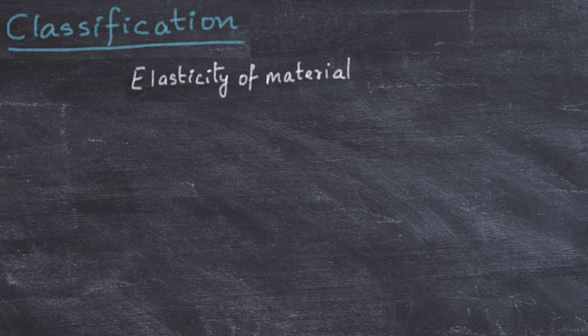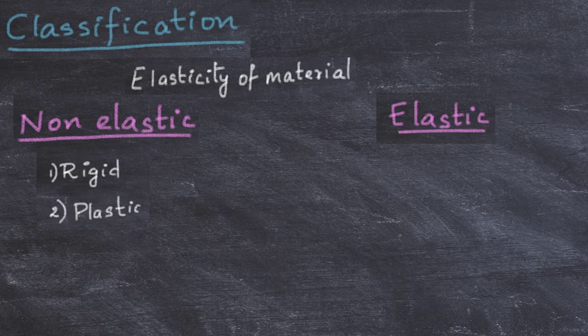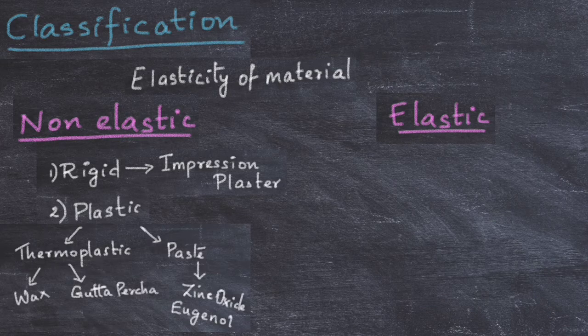Based on the elasticity of the material, it can be either a non-elastic impression material or an elastic impression material. Now, non-elastic impression material can be a rigid material or a plastic material. The most important example of a rigid impression material is the impression plaster. Plastic materials are further divided into two based on their response to heat. It can be thermoplastic, that is, by using temperature or heat, I can mold these materials. So it can be an impression wax or gutta percha. Now, an impression paste, the most common example is the zinc oxide eugenol paste.